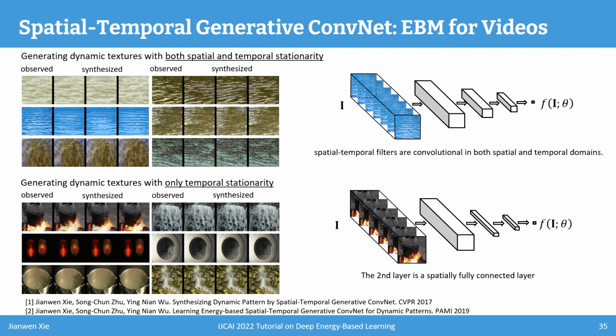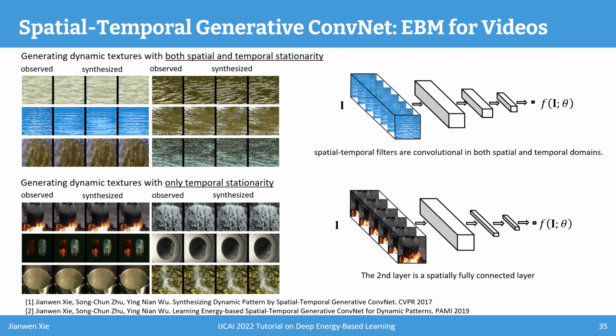Here are some examples of learning to synthesize dynamic textures by the spatial-temporal generative ConvNet. For each example, a single model is learned from a single observed video, and 3 generated videos are displayed.